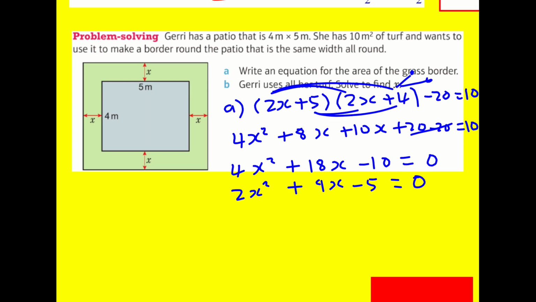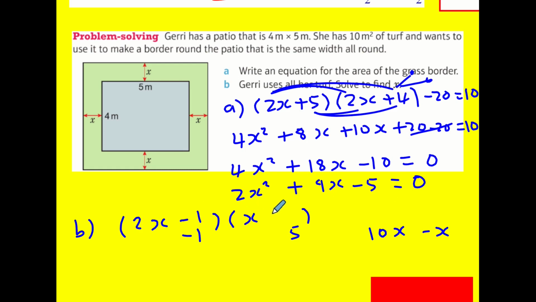And now we're ready to solve it. Jerry uses all her turf, so solve to find x. We're back to factorizing. It's got to be 2x and x. It's got to be 1 and 5 or 5 and 1. The 5's going to be here to give me the 10, and I can see I'm getting the 1, so I did this around: 10x and x. We want that to be a minus, so minus 1 and plus 5. Don't forget the thing is equal to 0, so I get x equals a half.